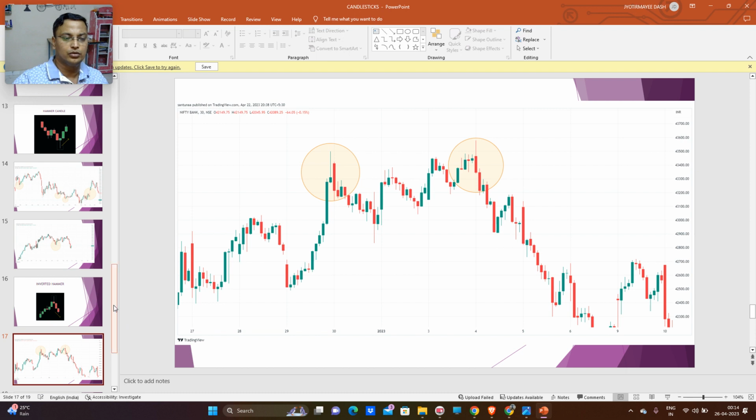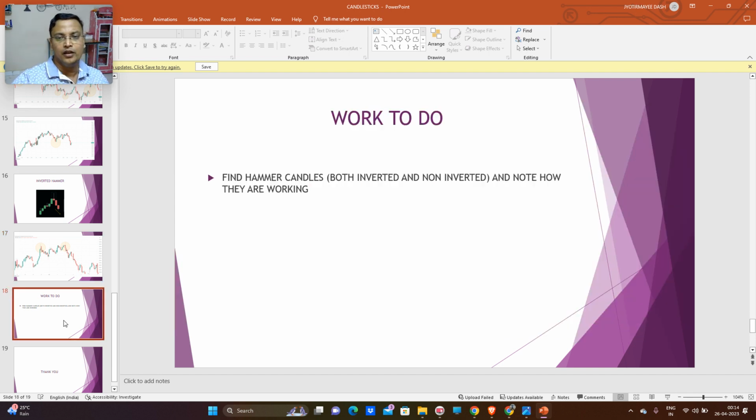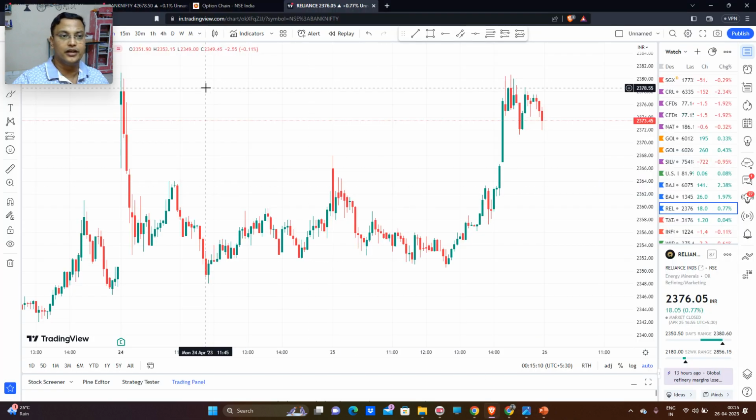Okay, so I hope you understand what this hammer does and what candlesticks do, why the technicals work, and why we should trade stocks with good volume or index with good volume. And I'm giving you some work to do. You have to find hammer candles, both inverted and non-inverted, and you have to mark how they are working and when they are working, when they are not working. For that you can use these TradingView charts.